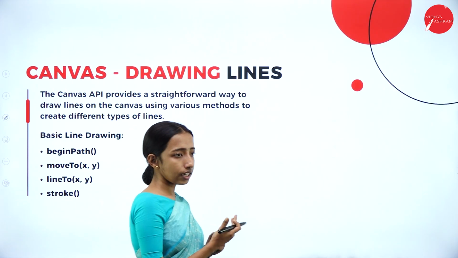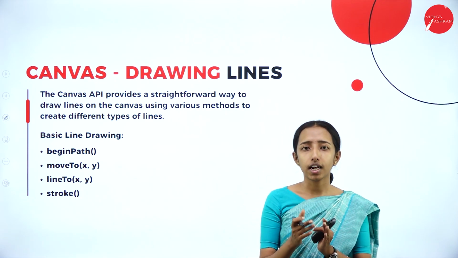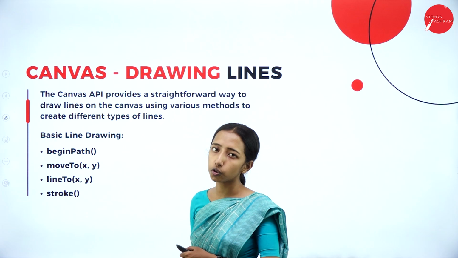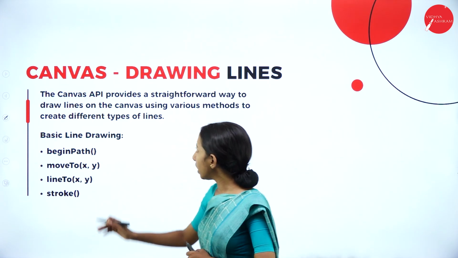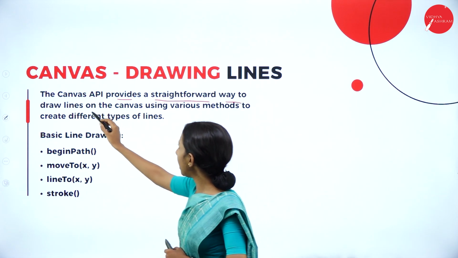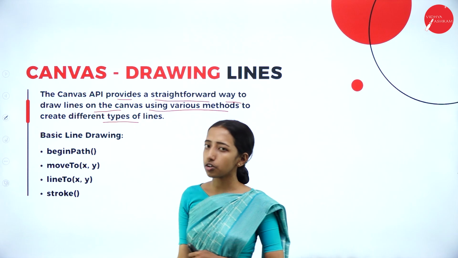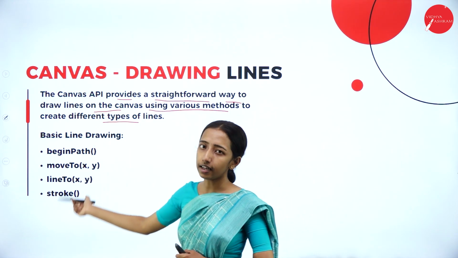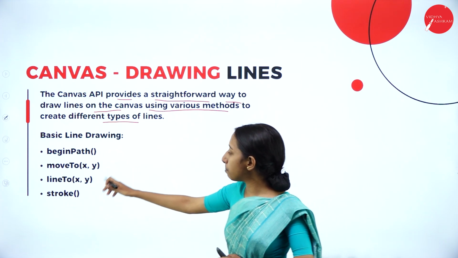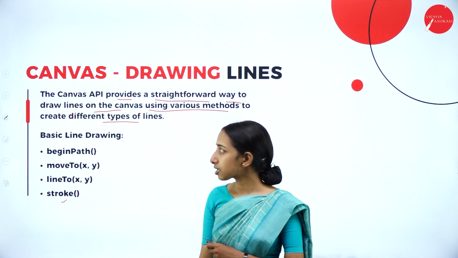Next, another thing, that is how we can draw lines. In the same way as a path, we will be using begin path, move to, line to, and stroke to draw a line. So here the Canvas API provides a straightforward way to draw lines on the canvas using various methods to create different types of lines. Those methods are the path methods in the rendering context: begin path, move to, line to, stroke.